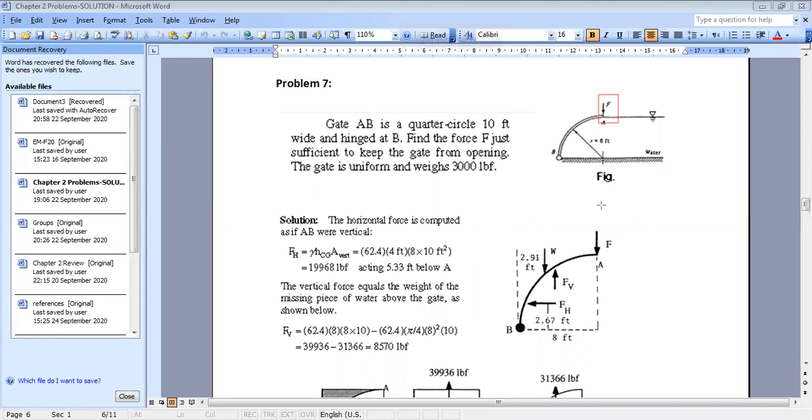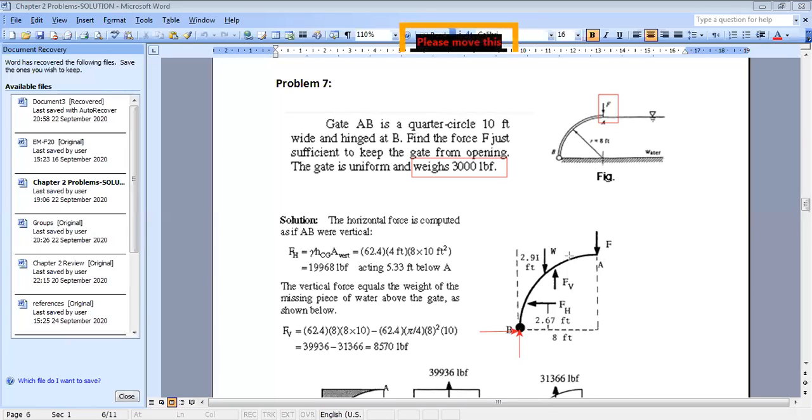So first, of course, we have force F, the vertical force F, and we have the weight of the gate, which is given to be 3000 lb, and we have the hinge action, of course. So we have here a reaction at the hinge level. So we have Bx and By, but we will see that we don't need them because we will do sum of moments about B equals 0 to ensure equilibrium condition.